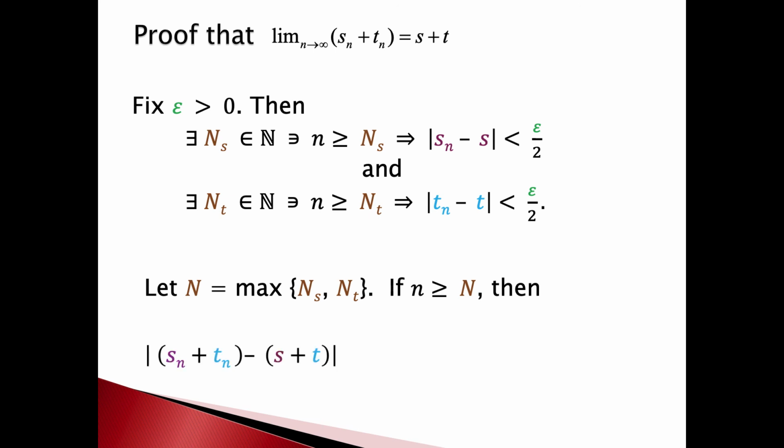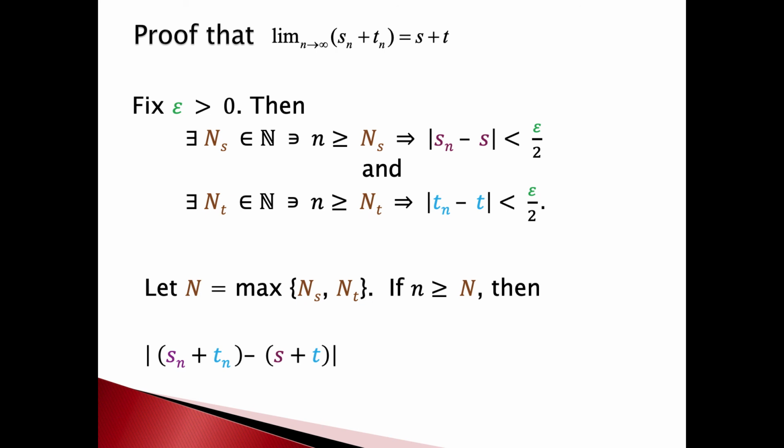We'll start out by writing our big string of inequalities, and we'll be able to use both pieces, the S piece and the T piece. Okay, so I need to show that the sequence Sn plus Tn converges to S plus T. So it's the standard sort of thing. Sn plus Tn is my sequence, S plus T is the limit, so I need to take the absolute value of the difference between those two.